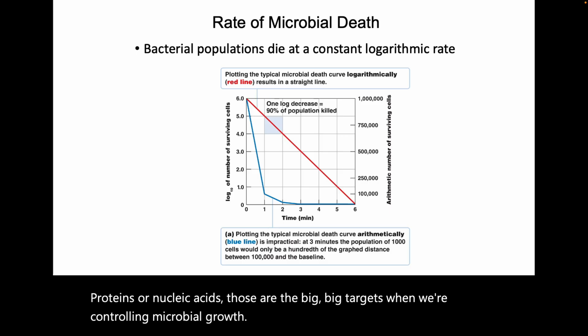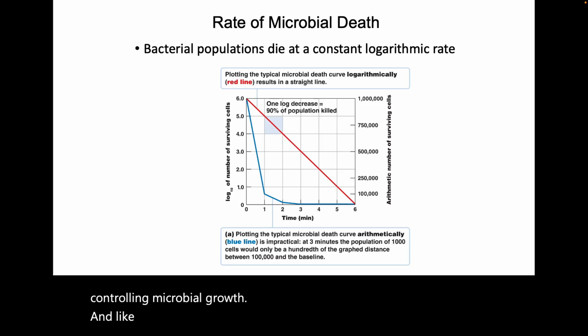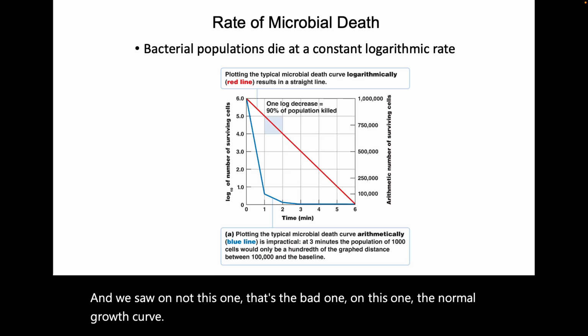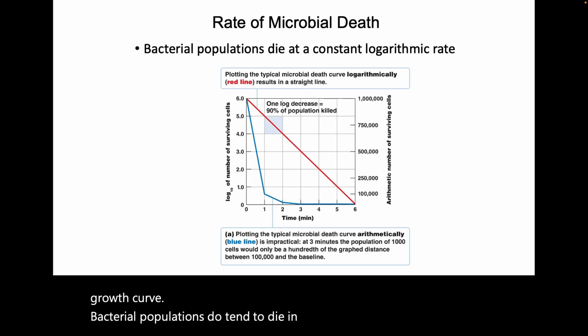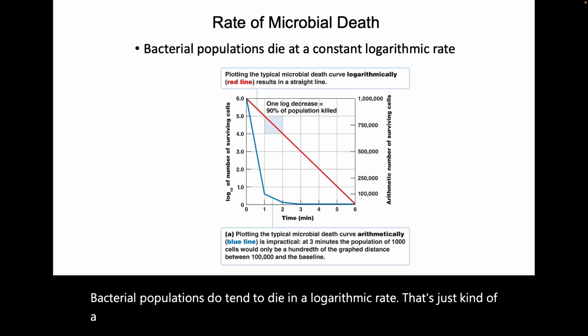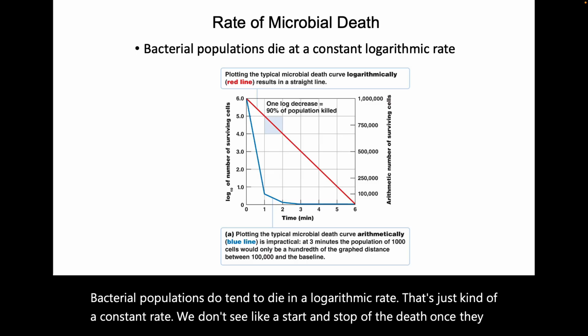And like we saw on, not this one, that's the bad one. On this one, the normal growth curve, bacterial populations do tend to die at a logarithmic rate. That's just kind of a constant rate. We don't see a start and stop of the death. Once they start dying, they die.